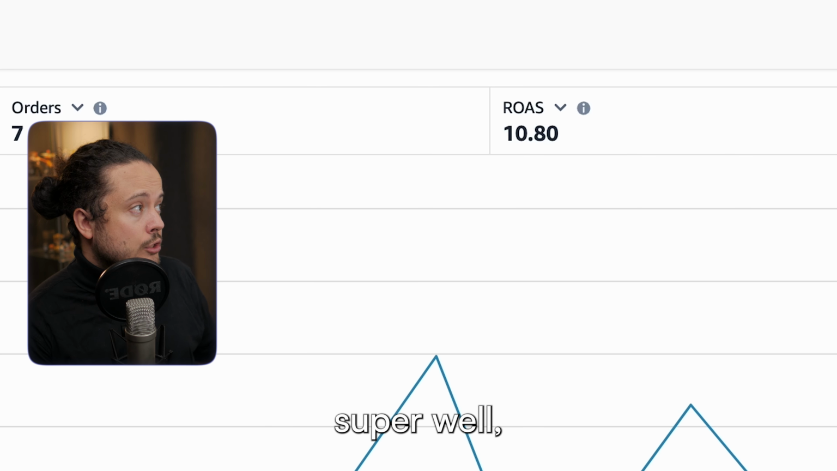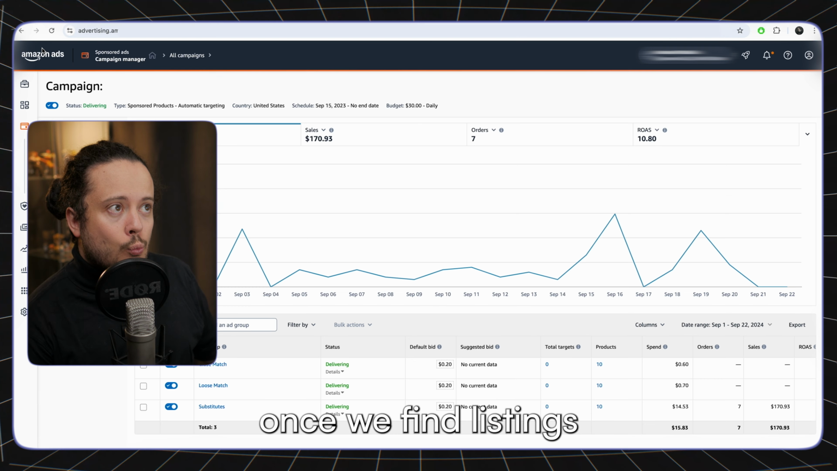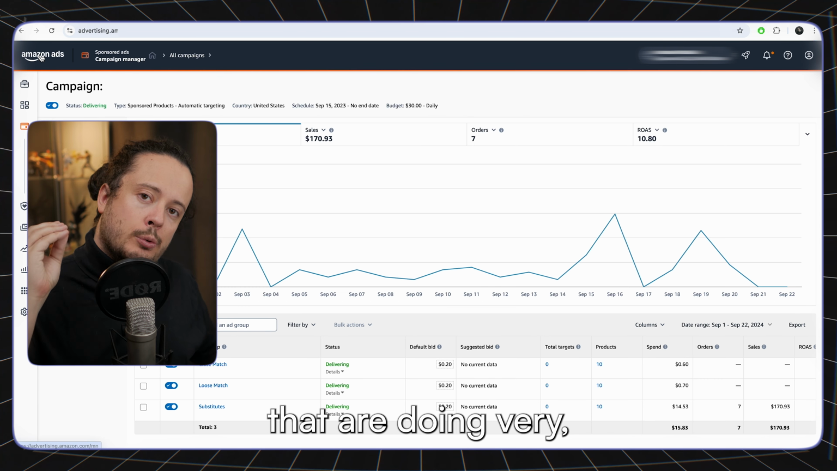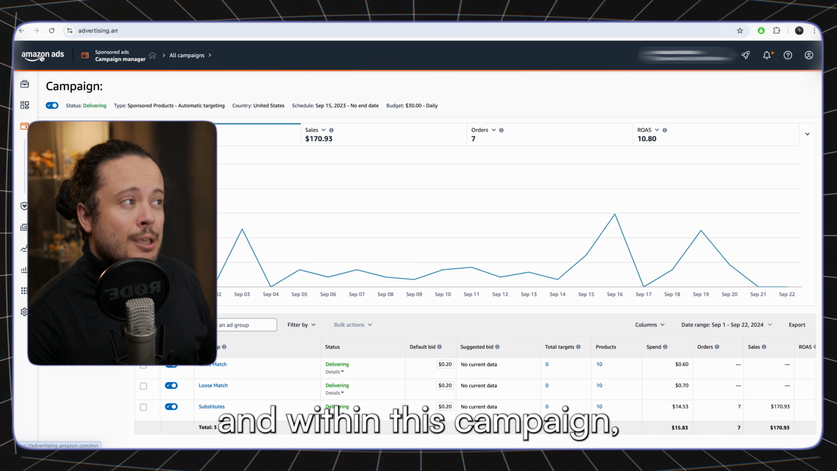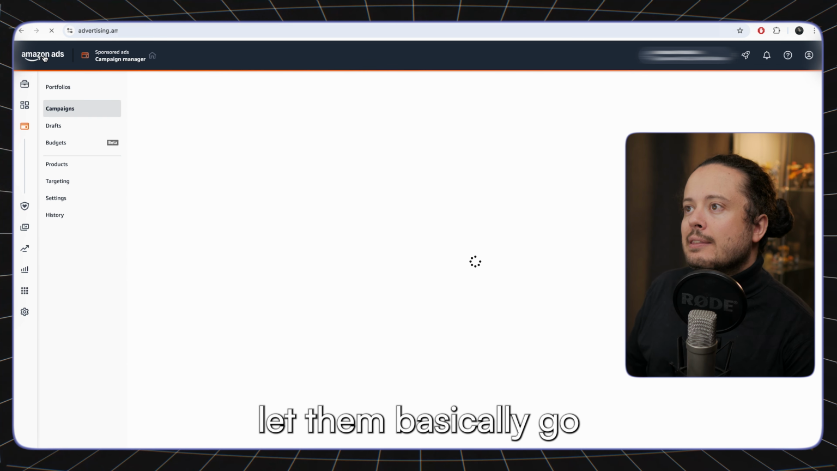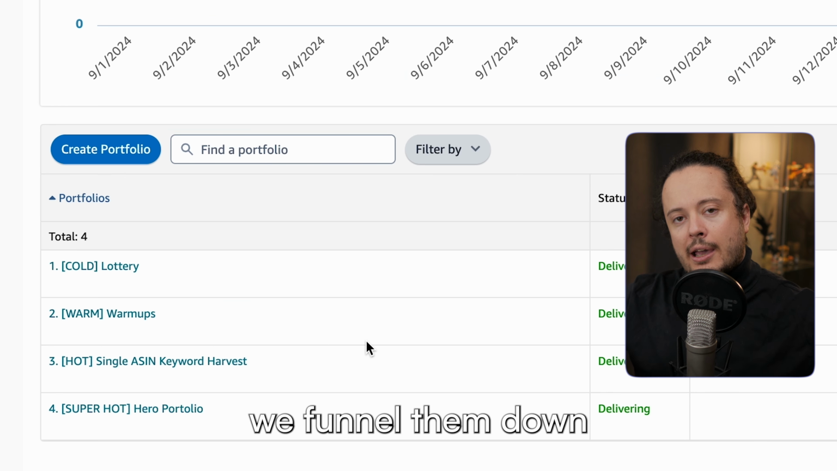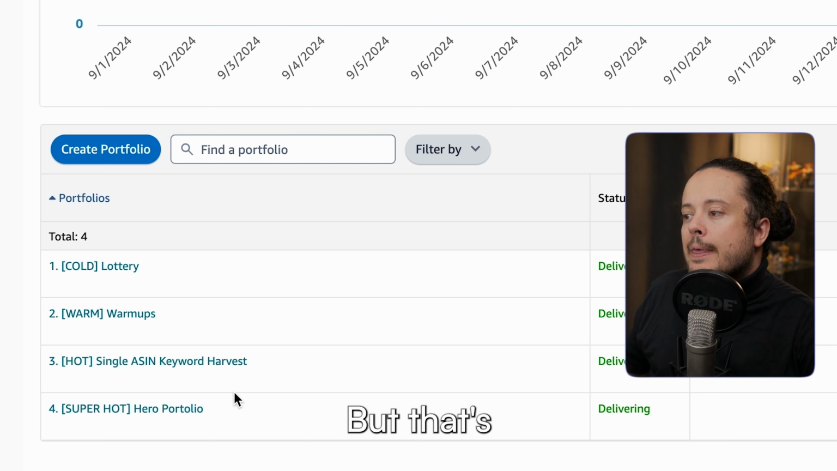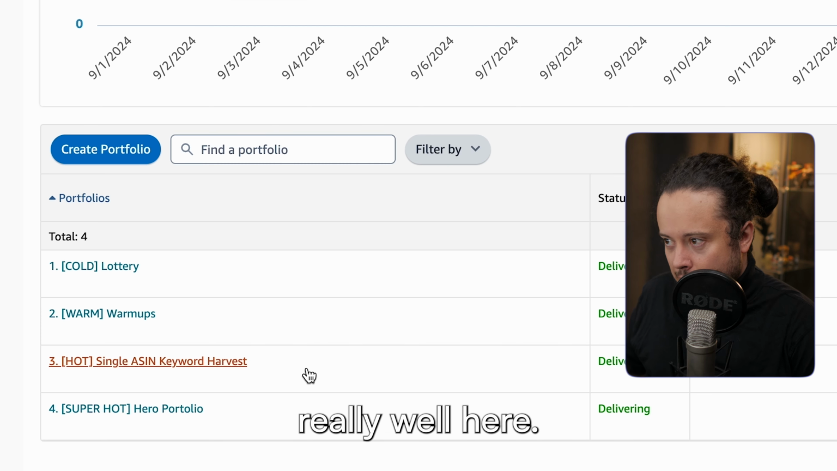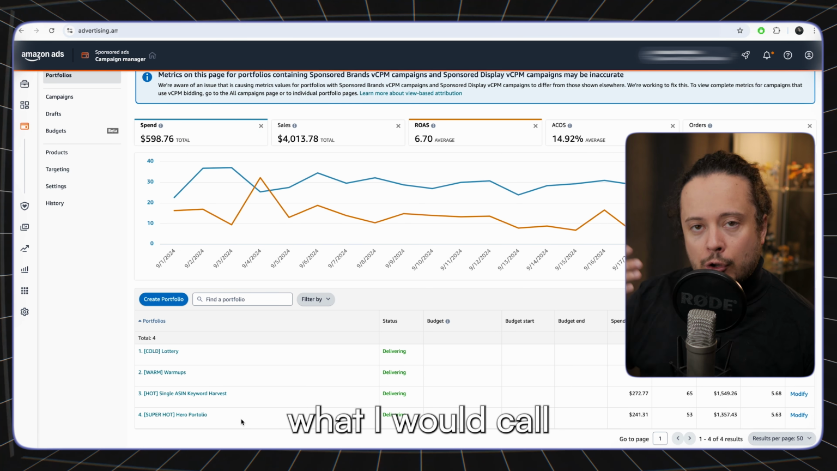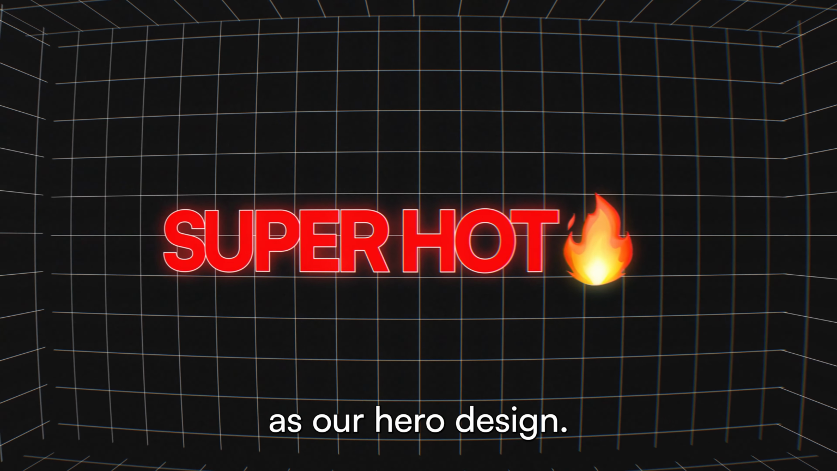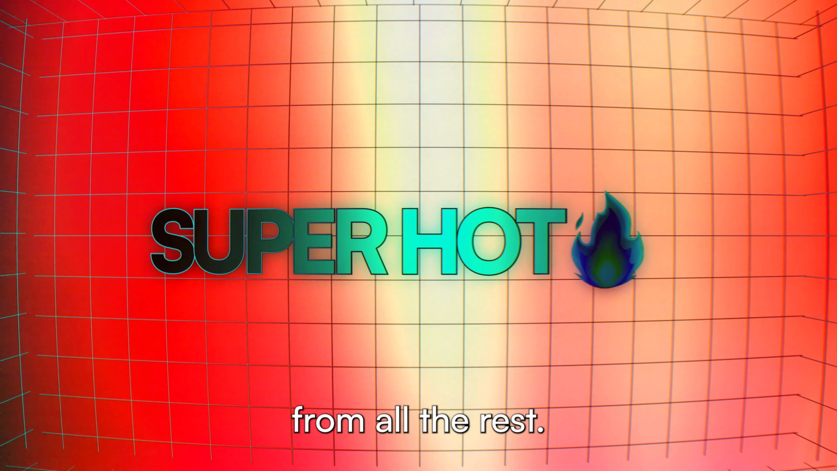This one, for instance, has done super well. It has a ROAS of 10. Once we find listings that are doing very, very well within this campaign, that's when we let them basically go. We funnel them down through this funnel here, but that's when they've sold really well. Here, they've basically become what I refer to as our hero design. And this is a bit different from all the rest.